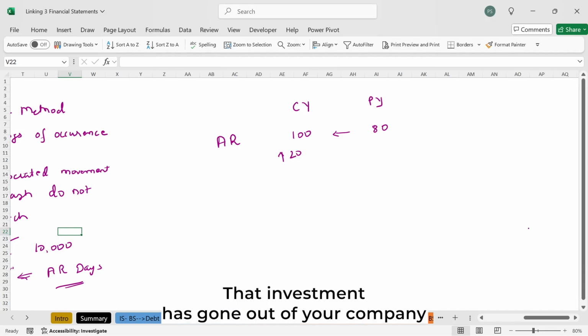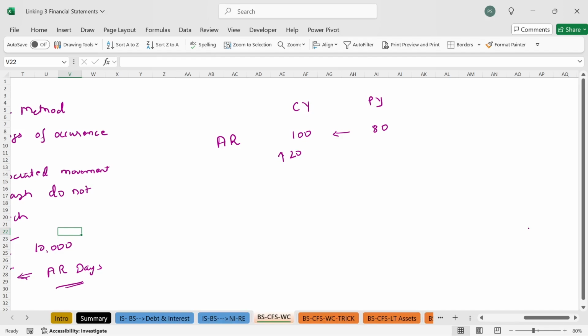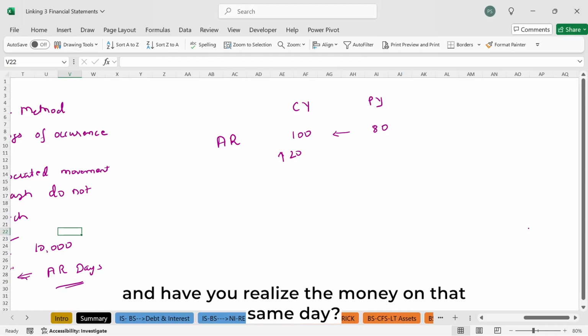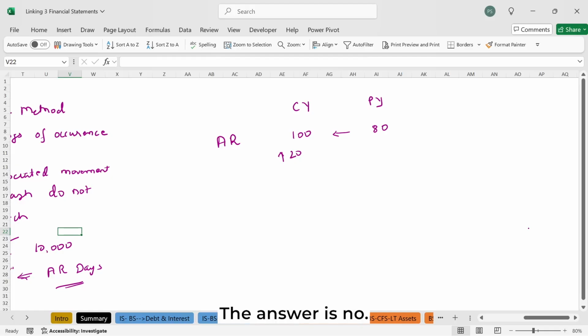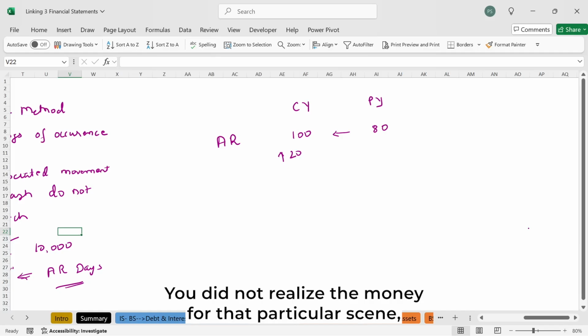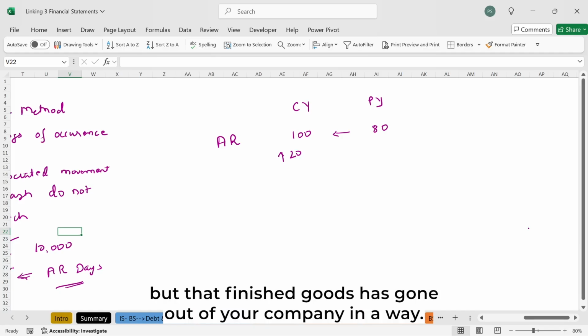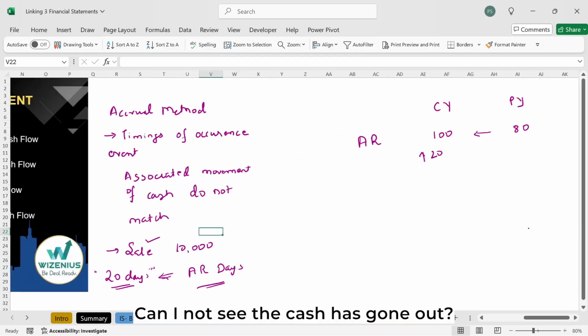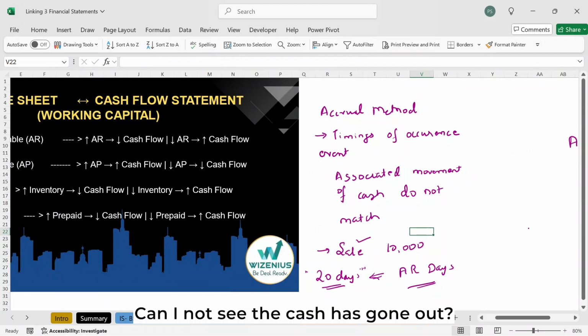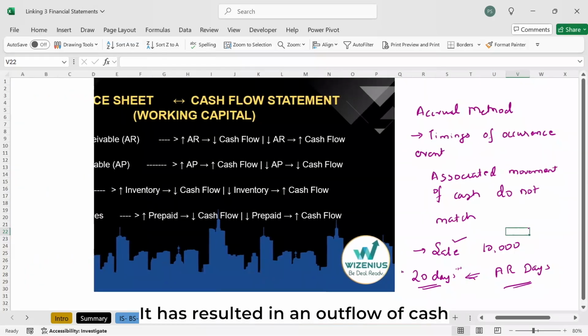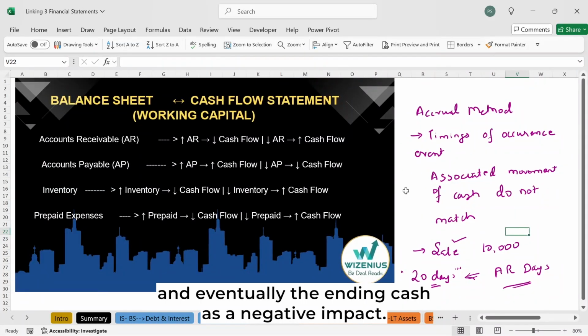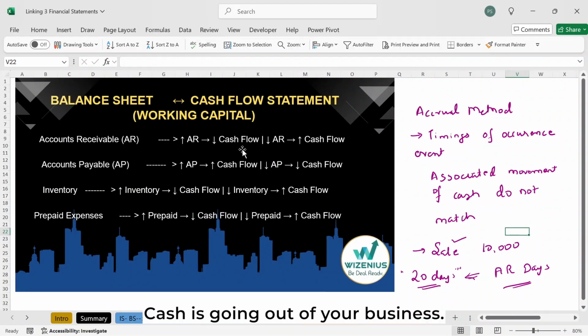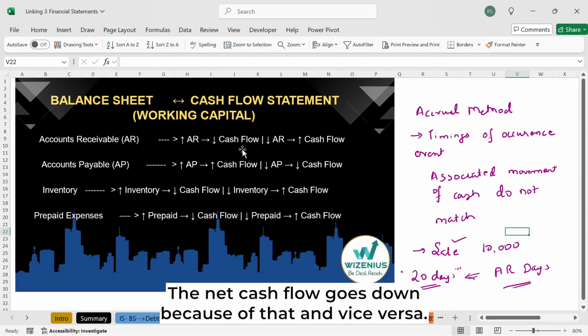That investment has gone out of your company, and have you realized the money on that same day? The answer is no. You did not realize the money for that particular sale, but that finished good has gone out of your company. In a way, can I not say the cash has gone out? It has resulted in an outflow of cash, and eventually the ending cash has a negative impact. Cash is going out of your business. The net cash flow goes down because of that, and vice versa.